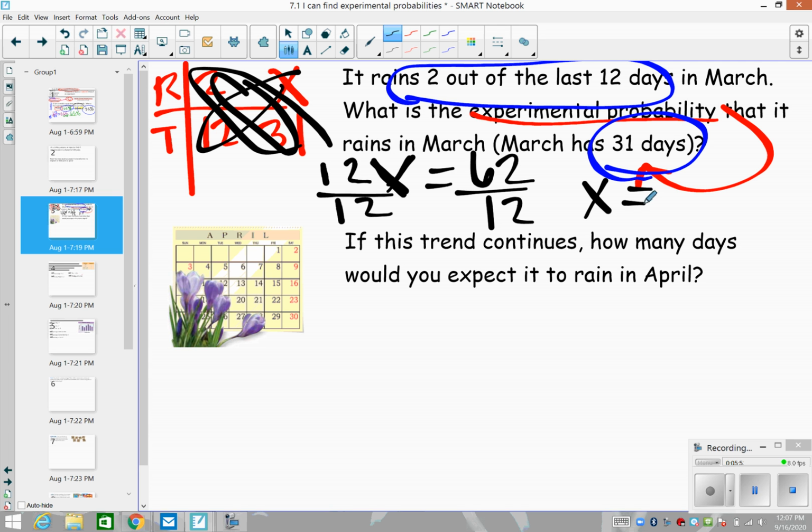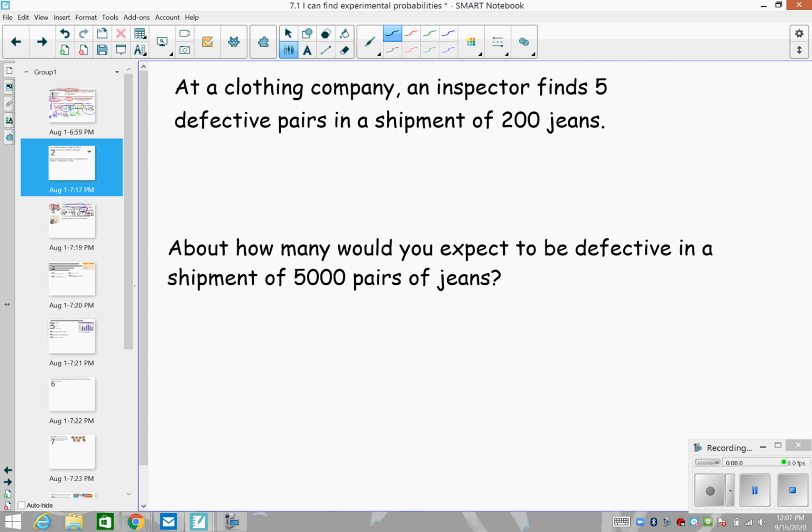So we're predicting about 5 days of rain. I'm getting 5.1 days, but I'm just going to say we predict probably about 5 days of rain. All right. Let's take a look at another example.